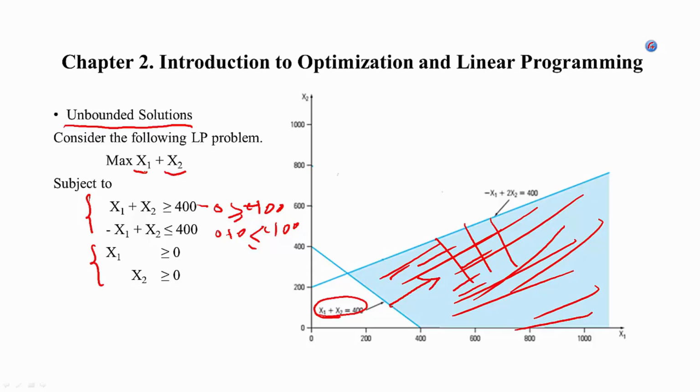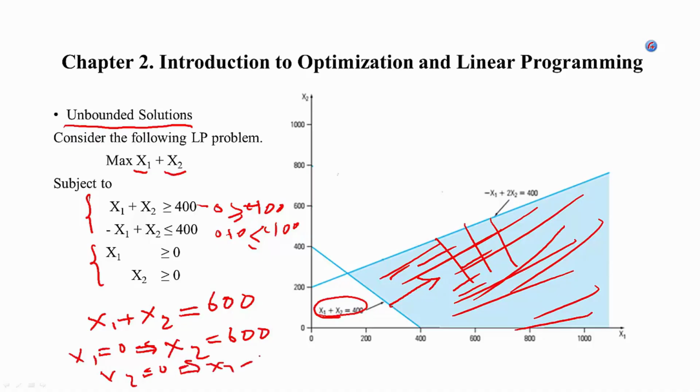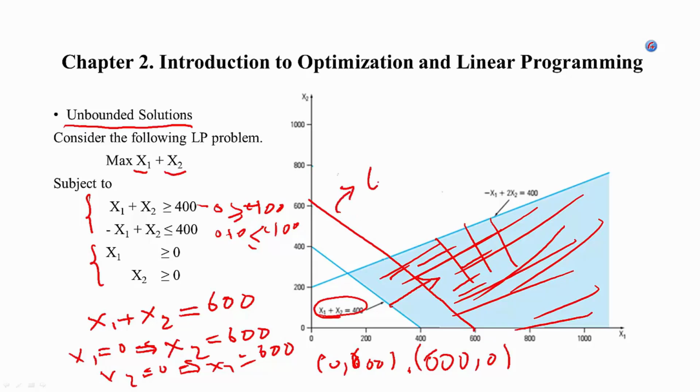Now we can show the level curves. Let's say we set the objective function x1 plus x2 equal to 600. The way we find the level curve is that we put one of the variables equal to 0 and then find the other one. If we put x1 equal to 0, x2 becomes 600, and similarly if we put x2 equal to 0, x1 becomes 600. Then I can connect these two points, 0 and 600, and 600 and 0. So this is one level curve, and its value is 600.